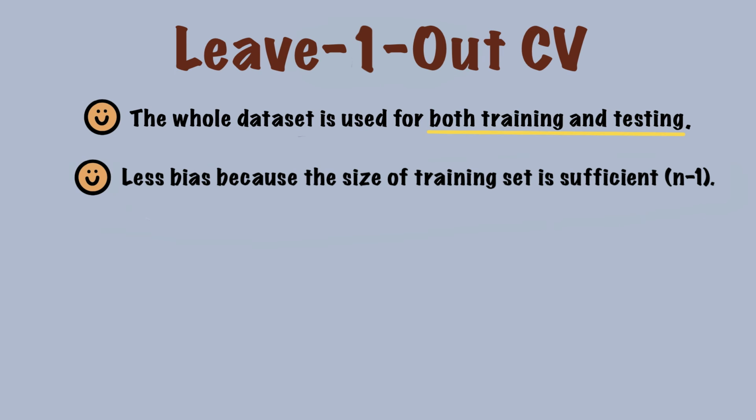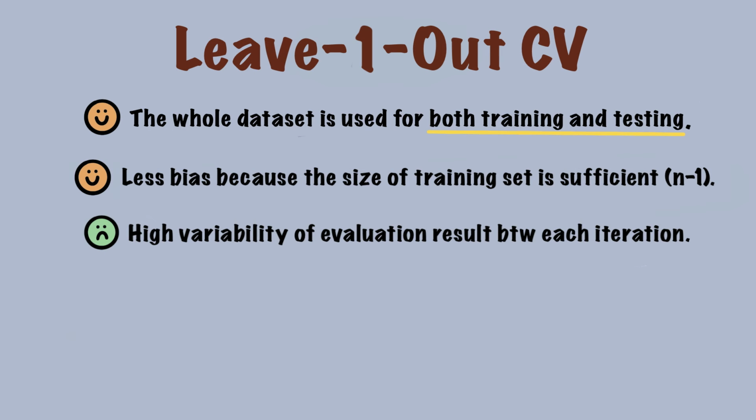However, the leave-1-out method also has some problems. The first one is the high variability of the evaluation result between each iteration. As we said before, the accuracy can only be 0 or 1, and we cannot be sure if taking the average of all the accuracies is a faithful evaluation of model performance.